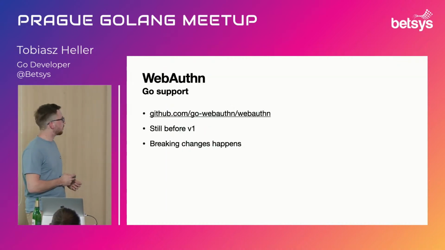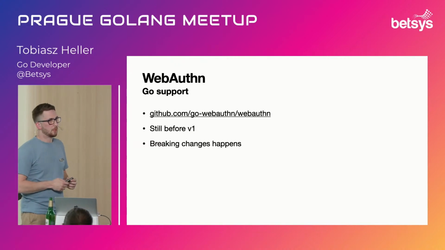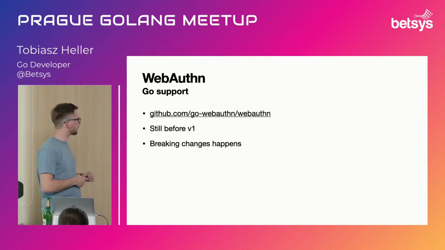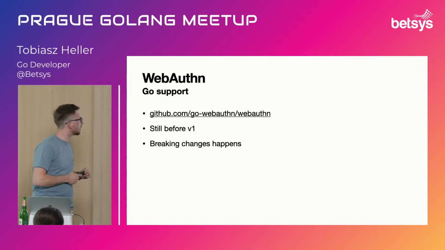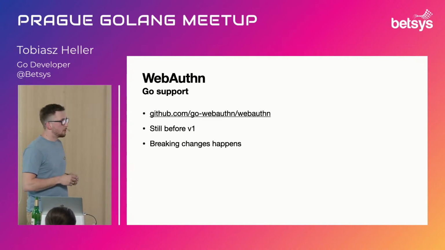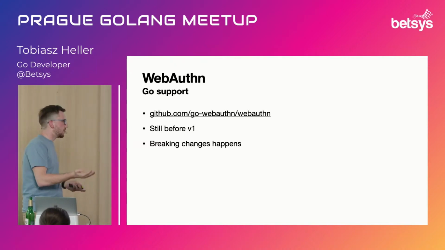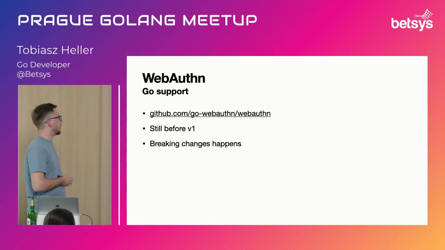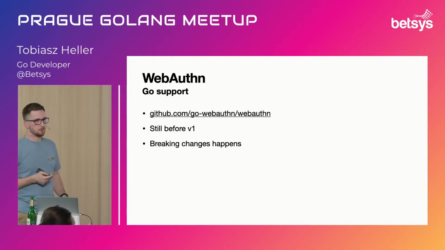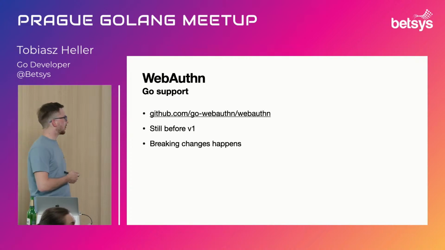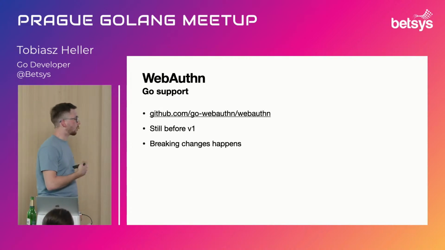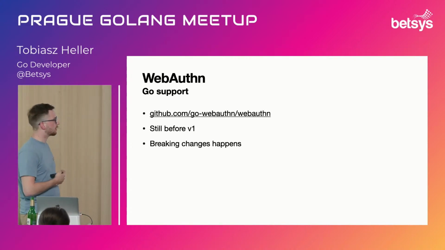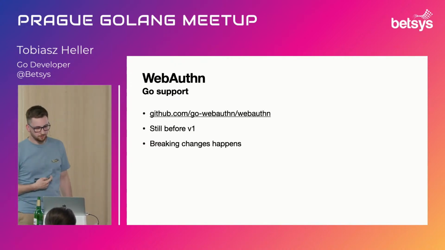Okay, so how does it look in Go? In Go, we have one package which is the most popular. It's called Go Webauthn. It provides us helper methods to do the validation of the signature, and it does most of the job. We will see in a second how to interact with it. But it's worth mentioning that they are still before V1, so there are breaking changes which happen sometimes. I've been using it for 3 years, and 2 years ago there were more breaking changes happening. Right now it's fairly stable, but it's still before V1.